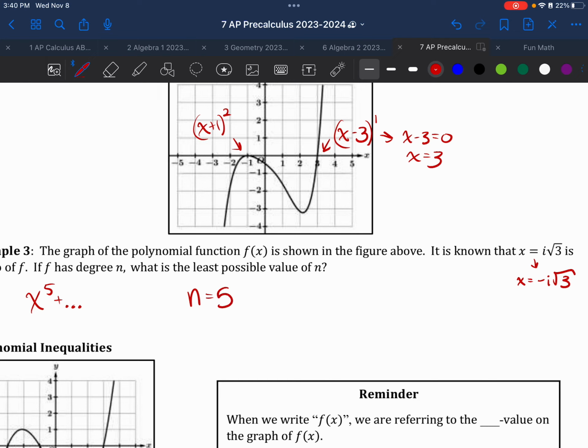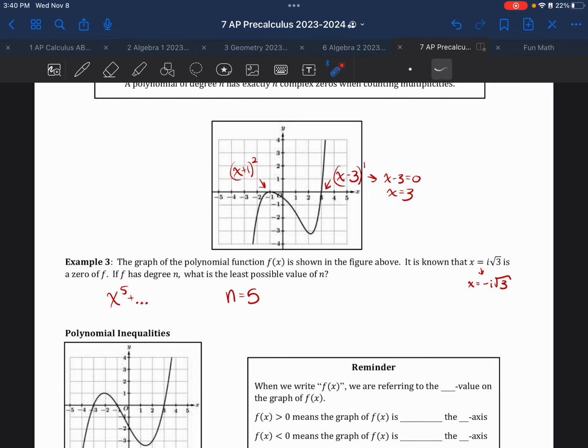Or it could be bigger. For example, this number here could have been 3, but it crossed pretty straight, so I don't think it's going to be 3. This could have been a 4, or it could have been a 6. There could have been more imaginary roots that we didn't know about. But again, we're doing the least number, so we're just going to do n is equal to 5.